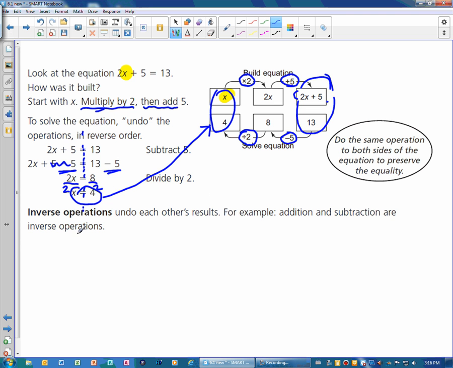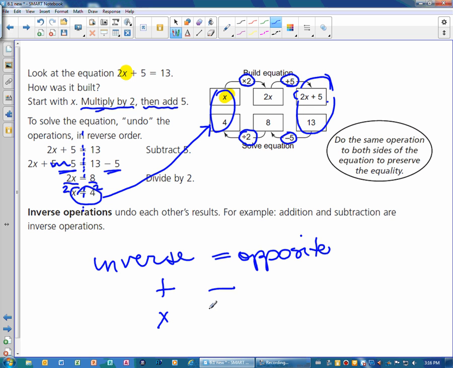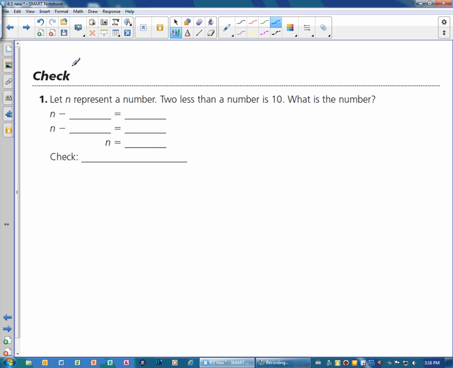So algebra is about inverse operations, and inverse is just another way of saying opposite. Remember that the opposite of adding is subtracting. The opposite of multiplying is dividing. Here's where they say, for example, addition and subtraction are inverse operations. All right, so let's go through this first check, and it says let n represent a number. 2 less than a number is 10.